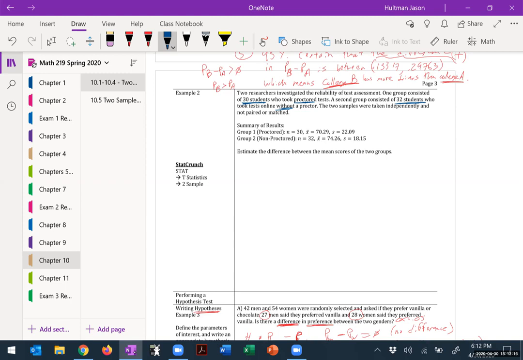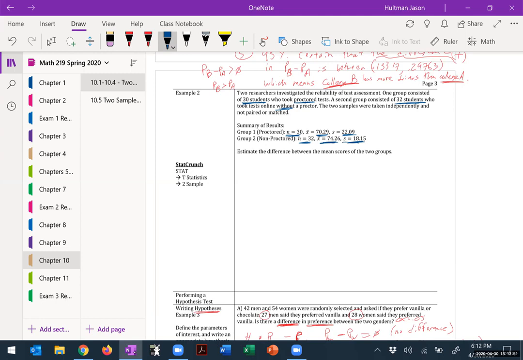Here's the summary of the results. We want to know, is there any significant difference between group 1 and group 2? Group 1 had 30 people. The average score was 70, and the standard deviation was 22. In group 2, they had 32 people, an average score of 74, a little bit higher, and a smaller standard deviation at 18.5. I want to know, is there a significant difference between the mean scores?